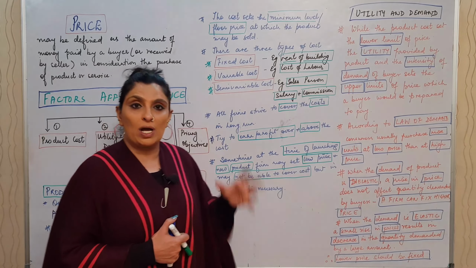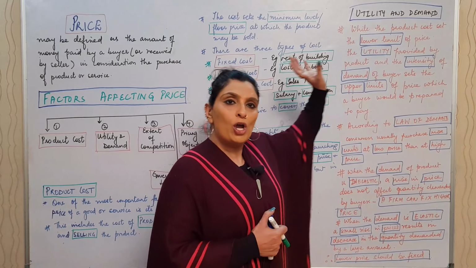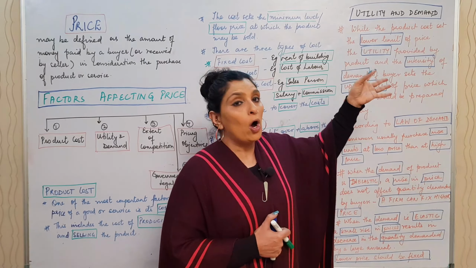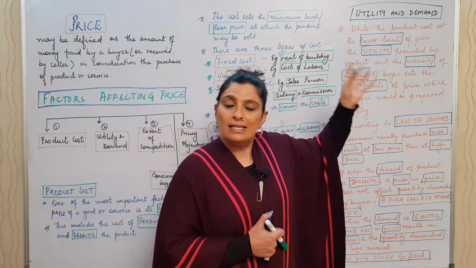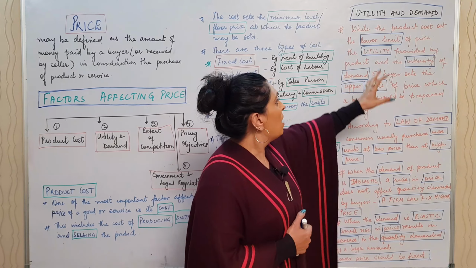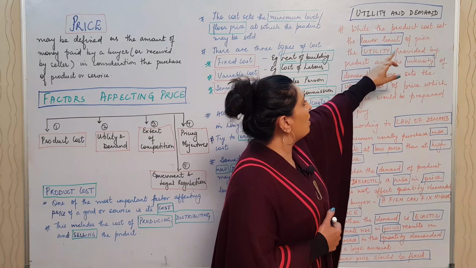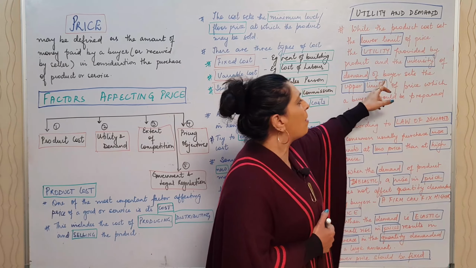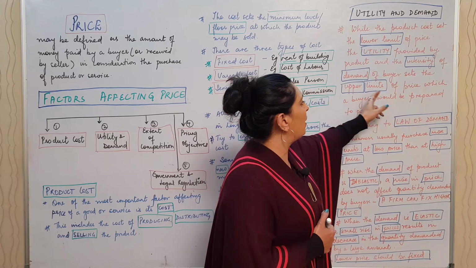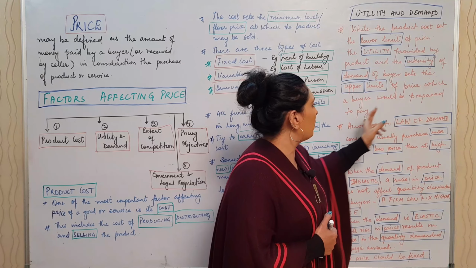So this is about product cost. Next we talk about utility and demand. I think you've already done elastic and inelastic demand in your economics. The same fundamentals apply here. While the product cost sets the lower limit of price, the utility provided by the product and the intensity of demand of the buyer set the upper limit of price which a buyer would be prepared to pay.